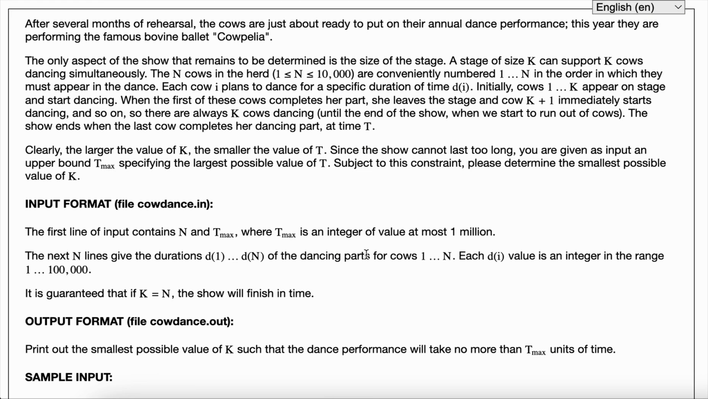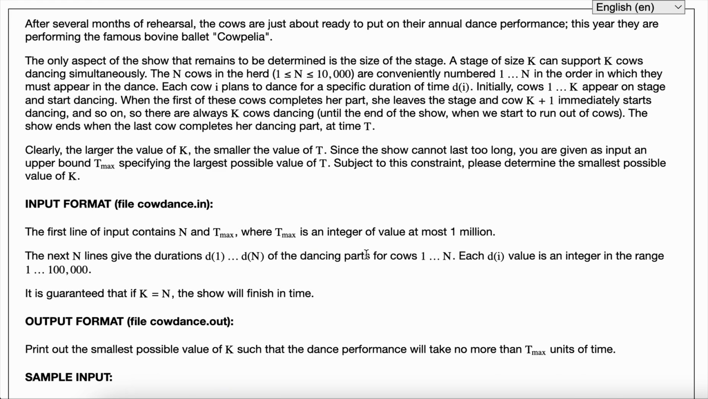Initially, cows 1 through K appear on stage and start dancing. When the first of these cows completes her part, she leaves the stage and cow K plus 1 immediately starts dancing, and so on. So there are always K cows dancing until the end of the show, when we start to run out of cows. The show ends when the last cow completes her dancing part at time T.